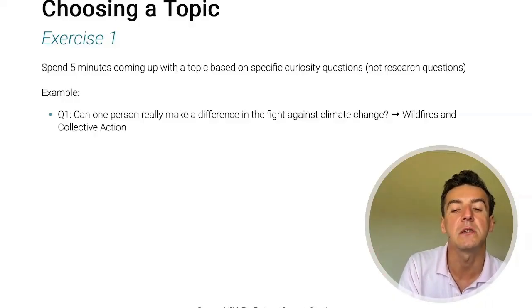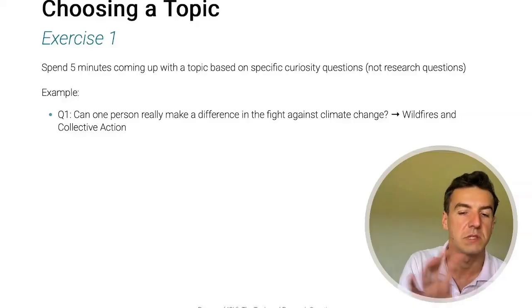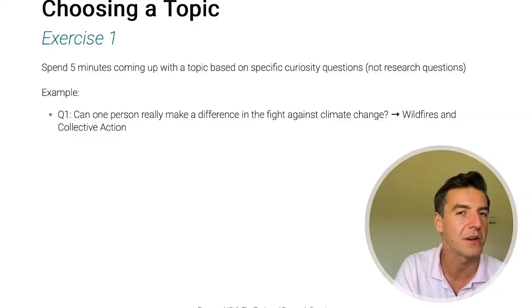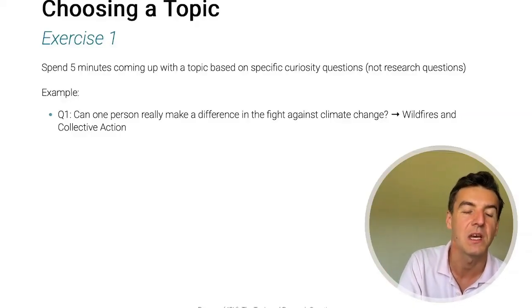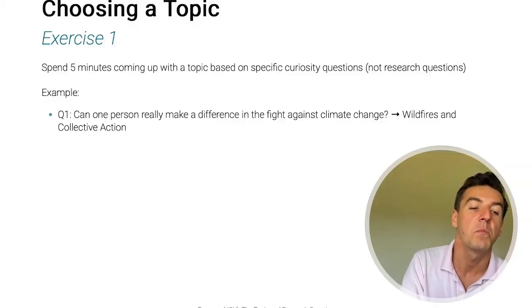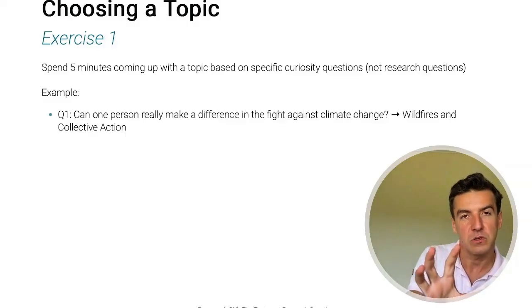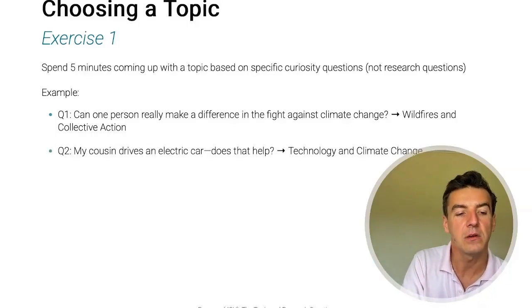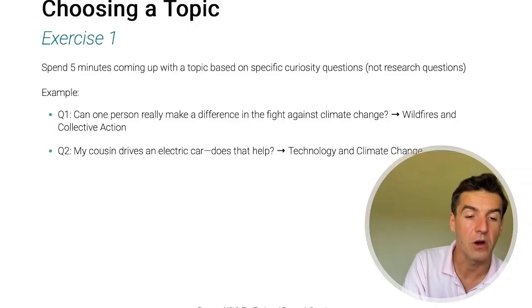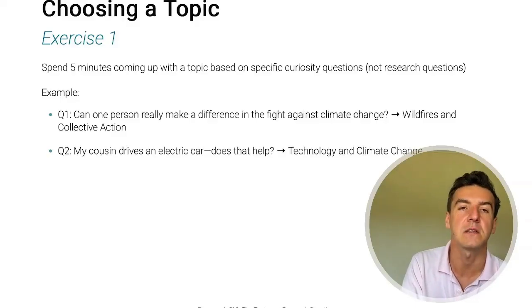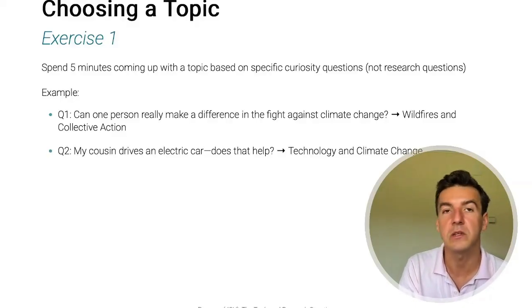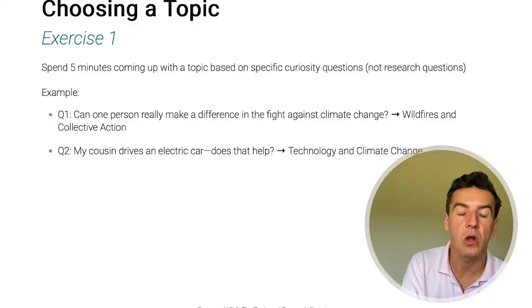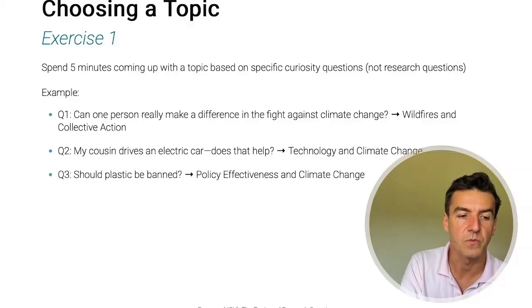This means that the big topic here is wildfires and collective action. Obviously it could be wildfires, it could be tornadoes, it could be other kinds of extreme weather conditions. But this is how you can connect a curiosity question to a topic. Another question: my cousin, my relative, drives an electric car. Does that help in the fight against climate change? So the topic here is technology and climate change.